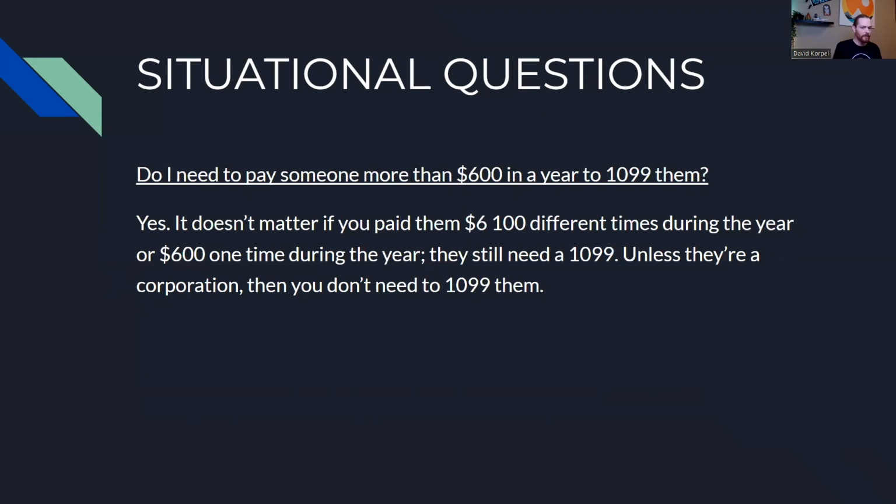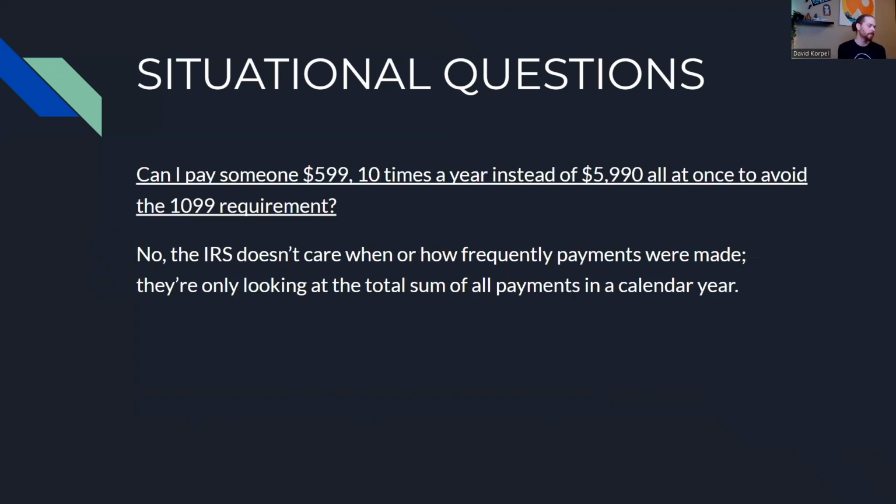So do I need to pay someone more than $600 in a year to 1099 them? Yes, the limit for 1099 NECs is $600. And it doesn't matter if you pay them $6 100 different times or $600 one time during the year. They still need a 1099, and that 1099 is still going to say $600. Unless they're a corporation, then you don't need to issue them a 1099.